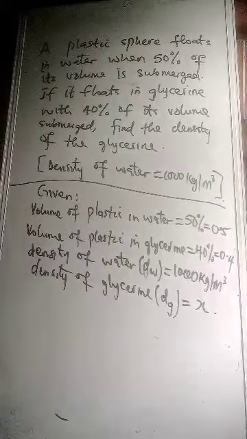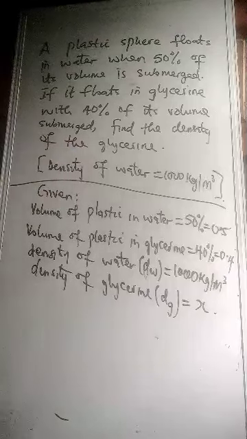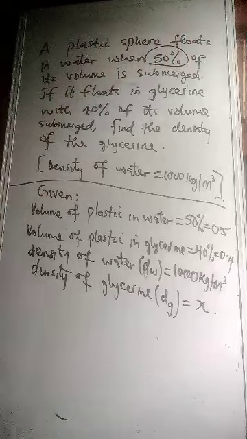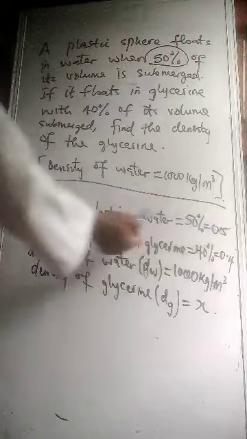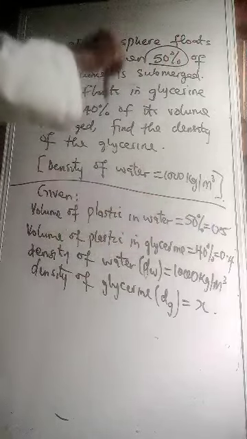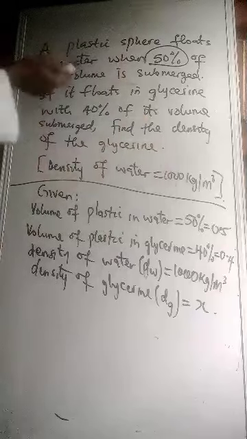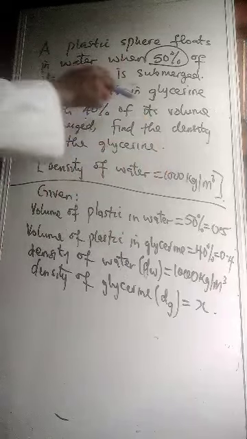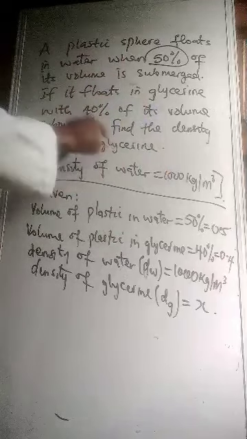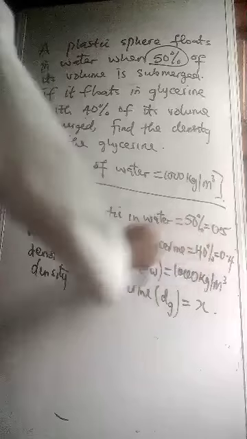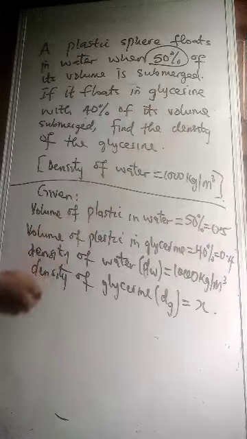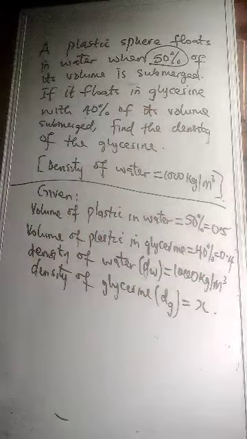All right. A plastic sphere floats in water when 50% of its volume, 50% means 50 over 100, which will give us 0.5, is submerged in water. And 40% of that same plastic is submerged in glycerin, which is 0.4. We are given the density of water to be this. The question is asking us to find the density of what? Of the glycerin. How do we go about this?